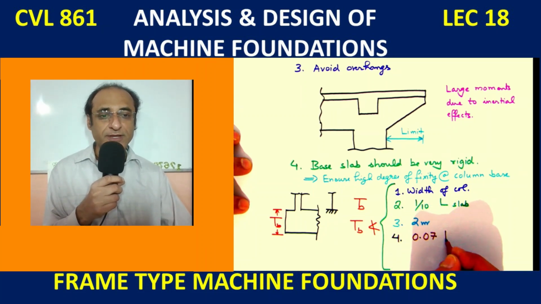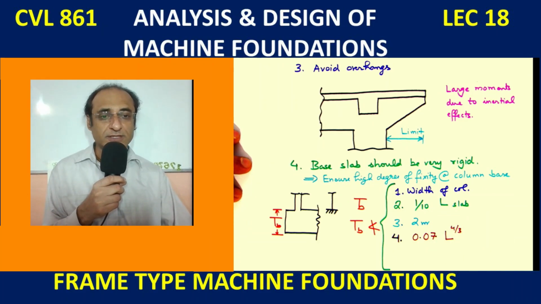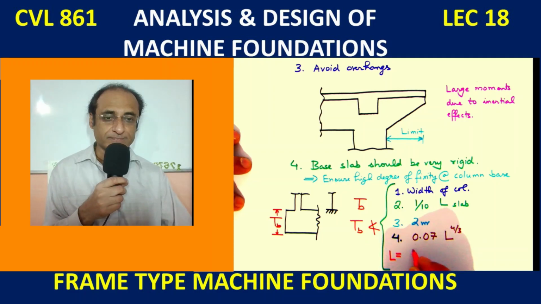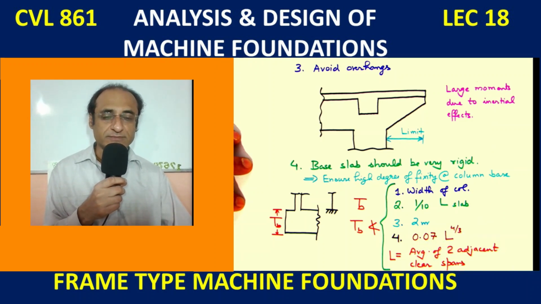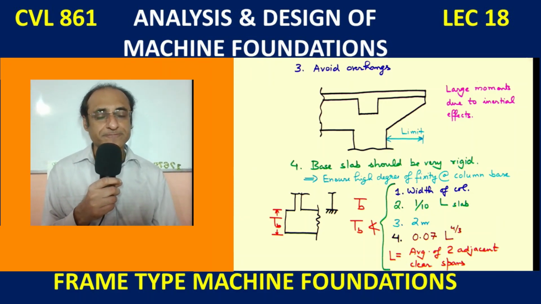And then there is one more empirical relation, that it should be greater than 0.07 times the span to the power 4/3. As we have already said, L is the average of the two adjacent spans. Here we make use of the clear span. So two adjacent clear spans of the slab are counted as the slab span L to be used in these computations.